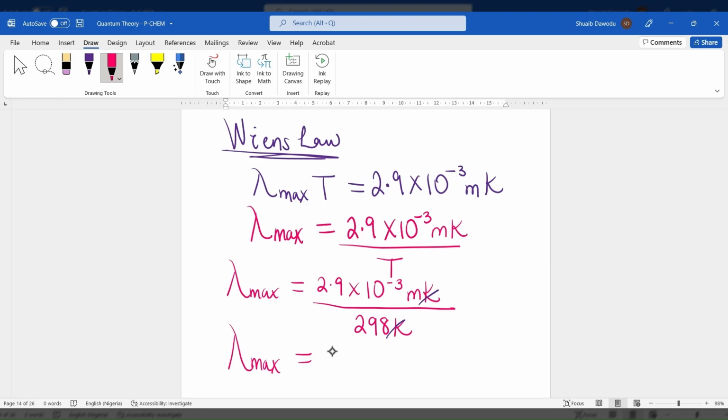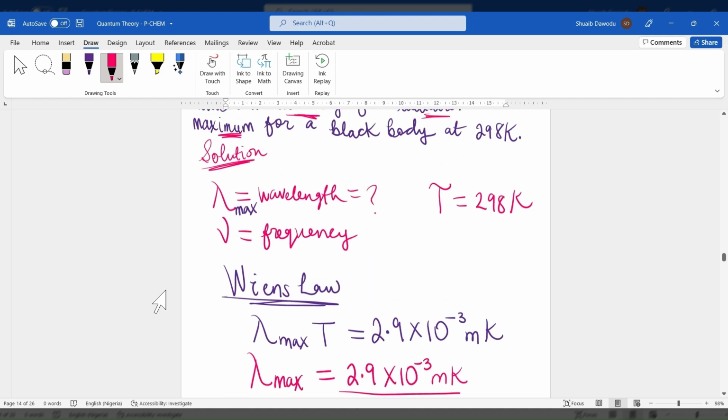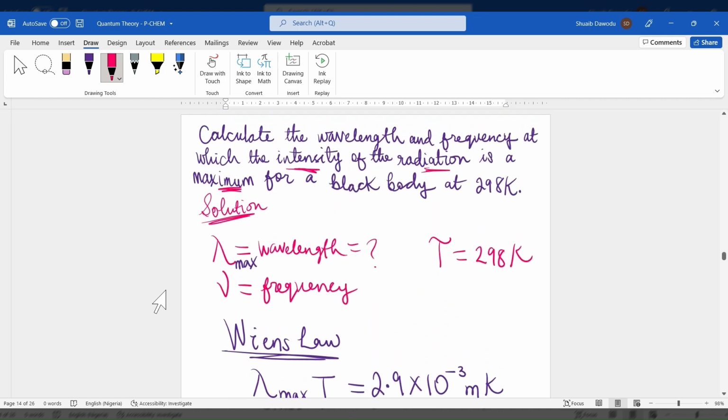When you input this information in your calculator, you end up getting 9.7315 times 10 raised to the power of negative 6 meters. So this is basically the answer. But then again, we are chemists. We have to put our work in the proper number of significant figures.